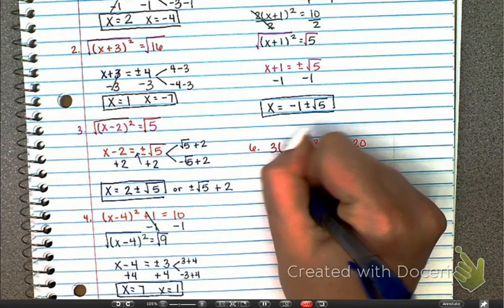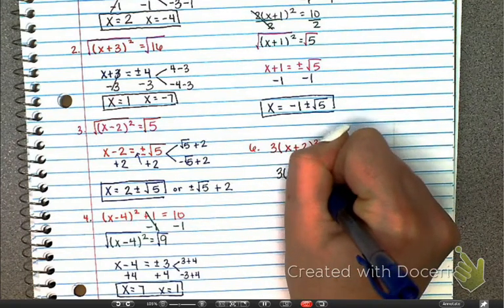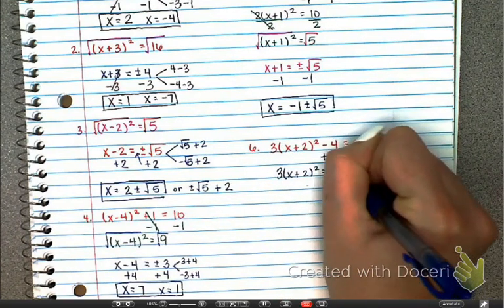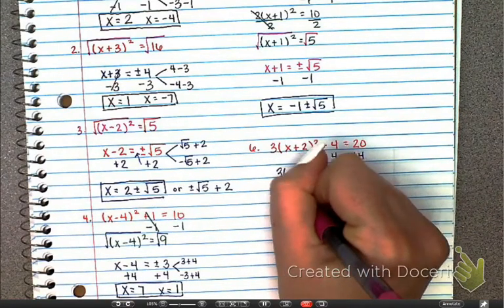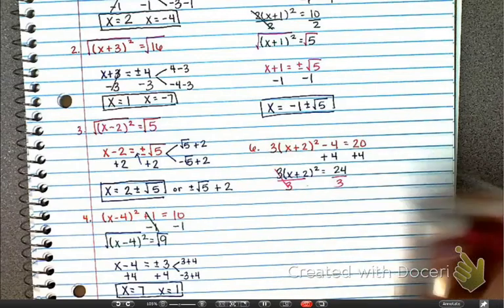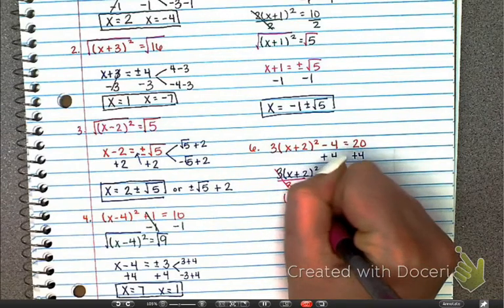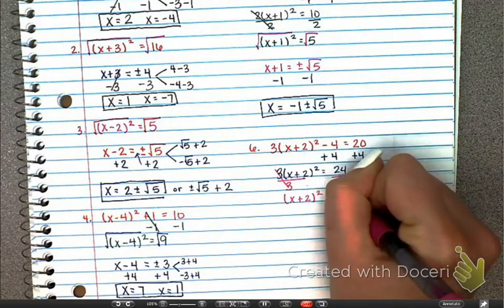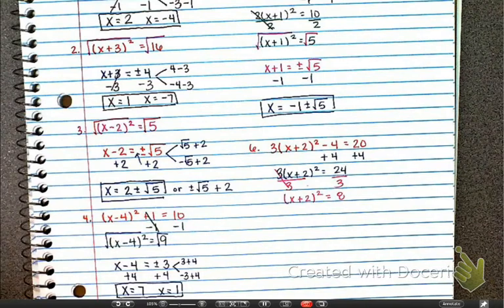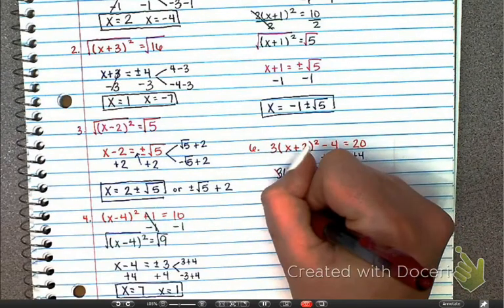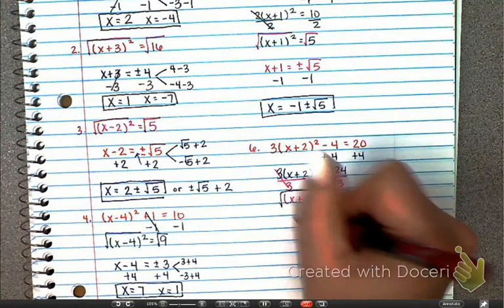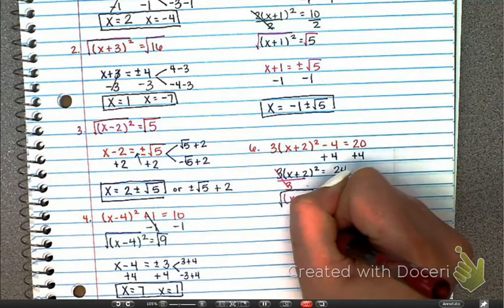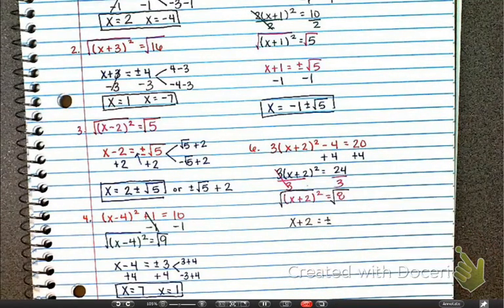Okay, so then I have 3x plus 2 squared equals 24. What'd you do from there? Divide by 3. So x plus 2 squared equals 8. Then you took the square root of both sides. And most of you realized that you needed to simplify the square root of 8.